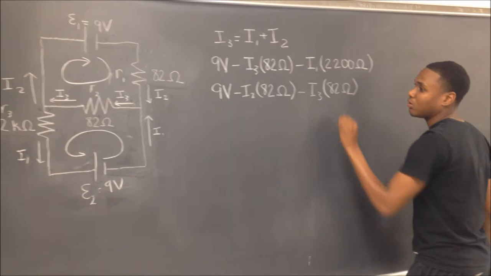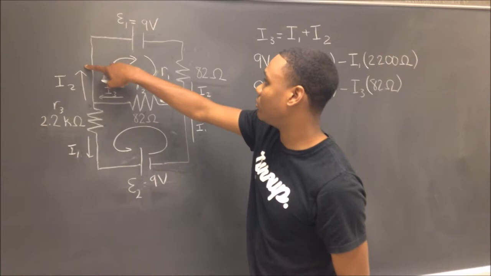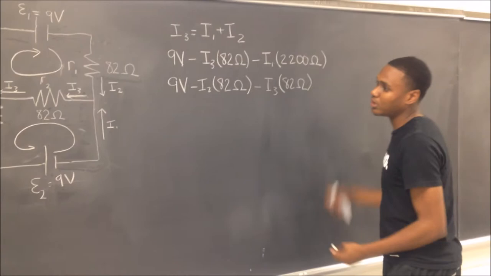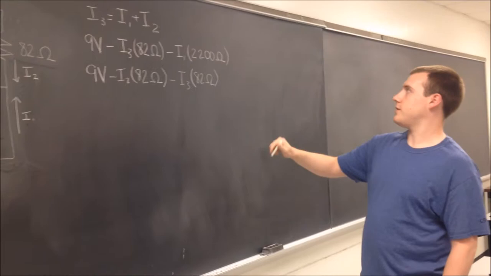And we come back over here, then we go up into I2 again, but there's no resistors, and we end at the 9 volts, which we already recorded here. So that's how we set up this portion of the equation. For the next part, we need to actually solve the system of equations.